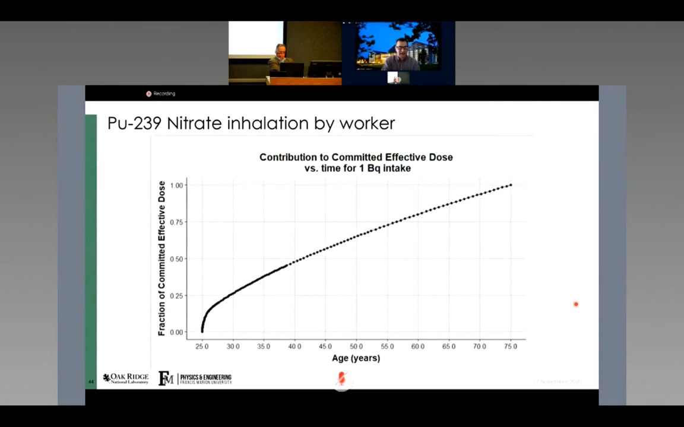And then finally, the fraction of committed effective dose for this case over time. This one I think is pretty unique, right? So now, 15 years to get to roughly half the committed dose, and then 30 years to get to 75%. And I think this is about as close as one can come to a constant internal dose rate over a long period of time.